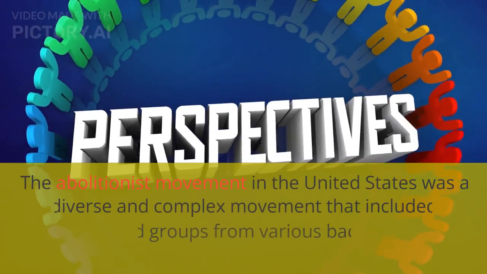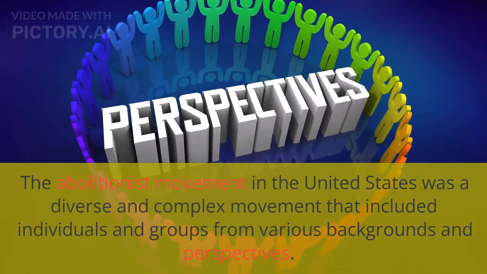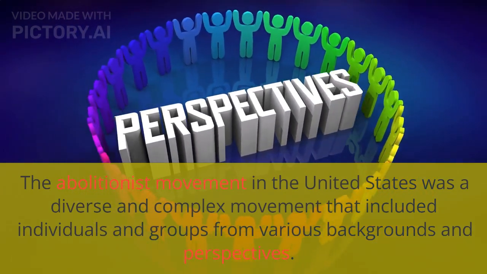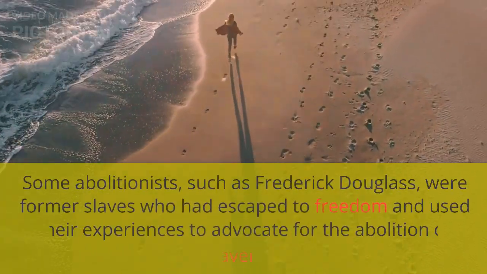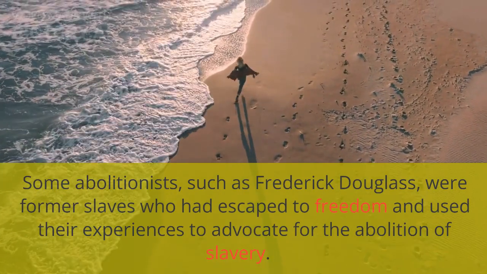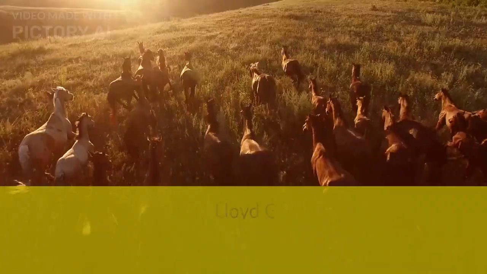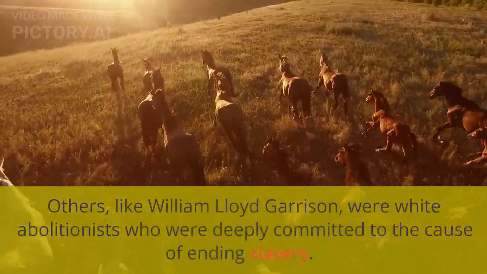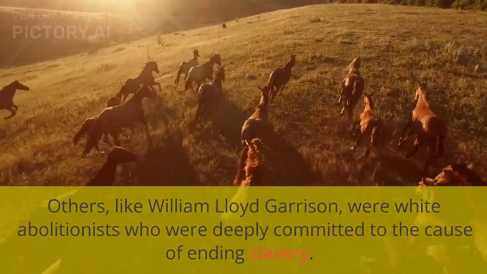The abolitionist movement in the United States was a diverse and complex movement that included individuals and groups from various backgrounds and perspectives. Some abolitionists, such as Frederick Douglass, were former slaves who had escaped to freedom and used their experiences to advocate for the abolition of slavery. Others, like William Lloyd Garrison, were white abolitionists who were deeply committed to the cause of ending slavery.